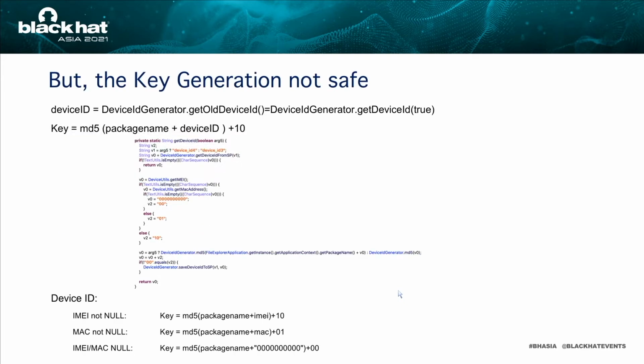The key is generated from the device ID. This picture shows the get device ID function. If the app can get the IMEI, the key will rely on the package name and IMEI. If the app can't get the IMEI, it will use the MAC to generate the key. If the app can get neither the IMEI nor the MAC, the app will use 10 zeros to generate the key. So it only relies on the package name, IMEI and MAC, which any malicious app could get.